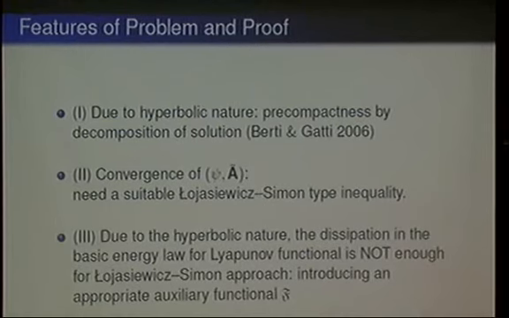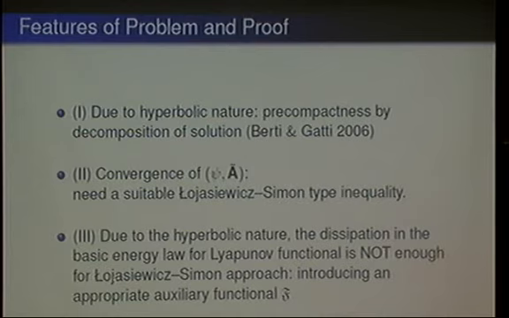Some features of our problem are as follows. Because we are dealing with a hyperbolic equation for the electromagnetic vector potential, unlike the parabolic equation, the solution has no smoothing effect. So we have to show the pre-compactness of the trajectory. This is done by a proper decomposition of the solution, as done by Bertrand and Gatti in 2006. And in order to use the Lojasiewicz-Simon approach, we have to introduce a suitable Lojasiewicz-Simon type inequality. I will show this later.